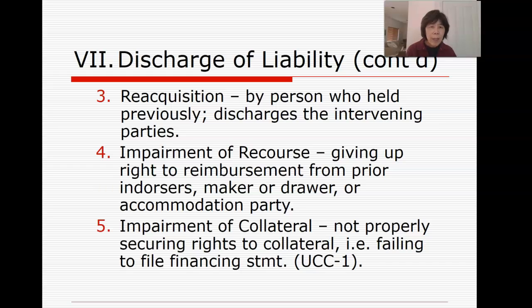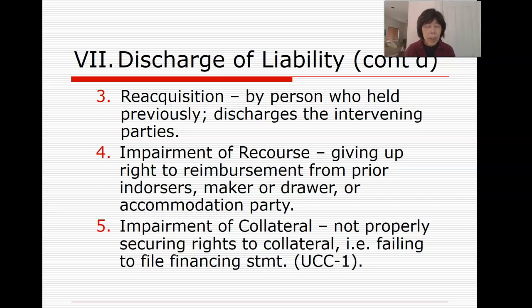Maybe it's almost like they're settling a disputed amount, and so they say, no, I will not collect it from you. But this has to be a right given up by perhaps an endorser or a maker or a drawer or accommodation party, any of these people that could collect on the instrument. Okay, so that's number 4.